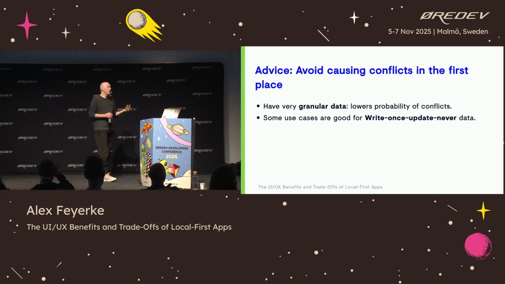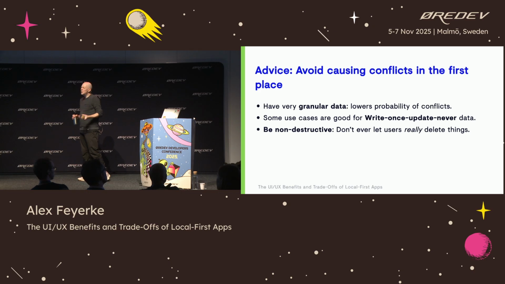Some use cases are really good for writing data once and then never updating those records again, like ledgers, logs, stuff like that. Try and be non-destructive. Don't ever let users really delete things. So CouchDB does this internally, for example. It never deletes anything. It just marks items as deleted and keeps them around because that breaks fewer things.